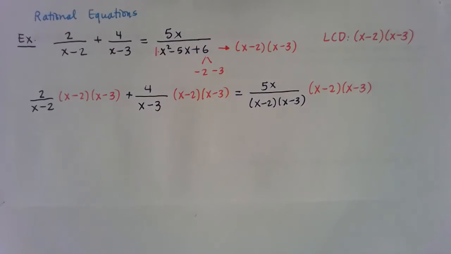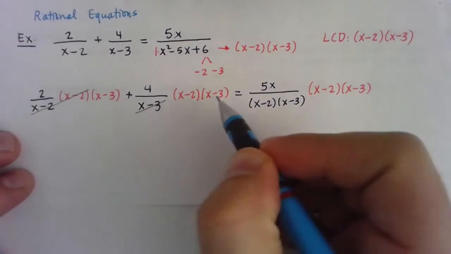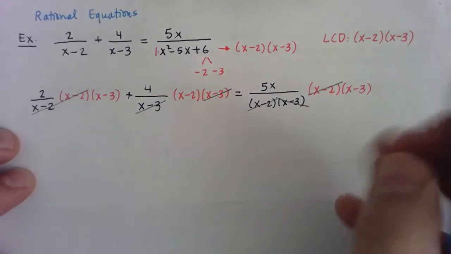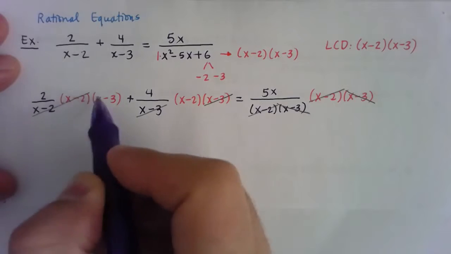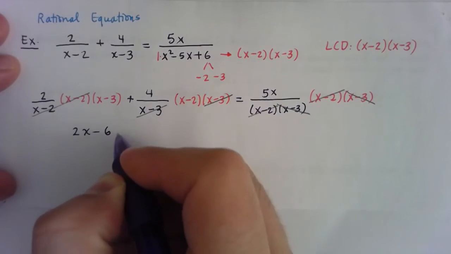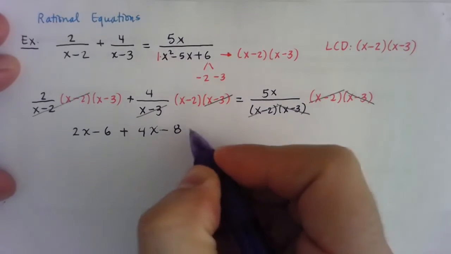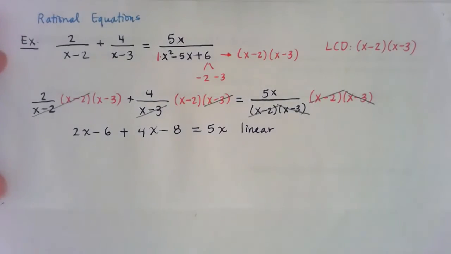See now all those common factors cancel. X minus 2 and x minus 2 cancel, x minus 3 cancels with x minus 3. And here x minus 2 cancels with x minus 2, and x minus 3 cancels with the other x minus 3. So now you come up with a linear equation: 2 times x minus 3, distribute the 2, so it's 2x minus 6, plus distribute the 4, it's 4x minus 8, equals 5x. You get rid of the fractions. That's the beauty of working with the LCD.